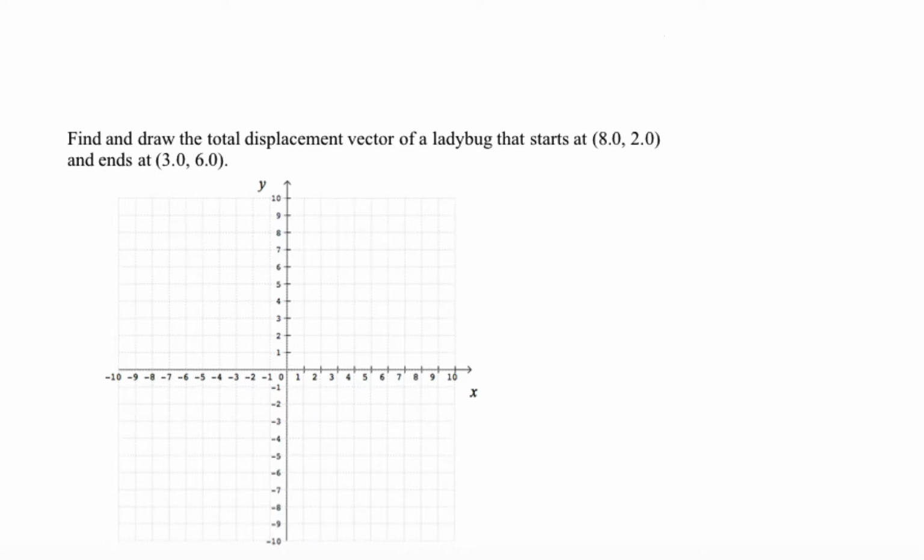This question asks us to find and draw the total displacement vector of a ladybug that starts at (8, 2) and ends at (3, 6).